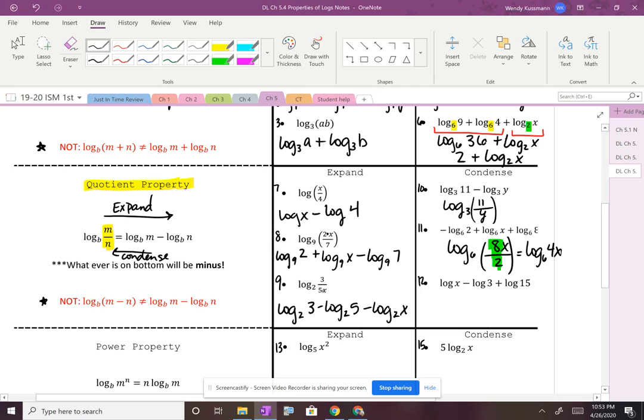The last one is your turn. Go ahead and try this on your own. Remember, anything on the top is plus, anything on the bottom is minus.